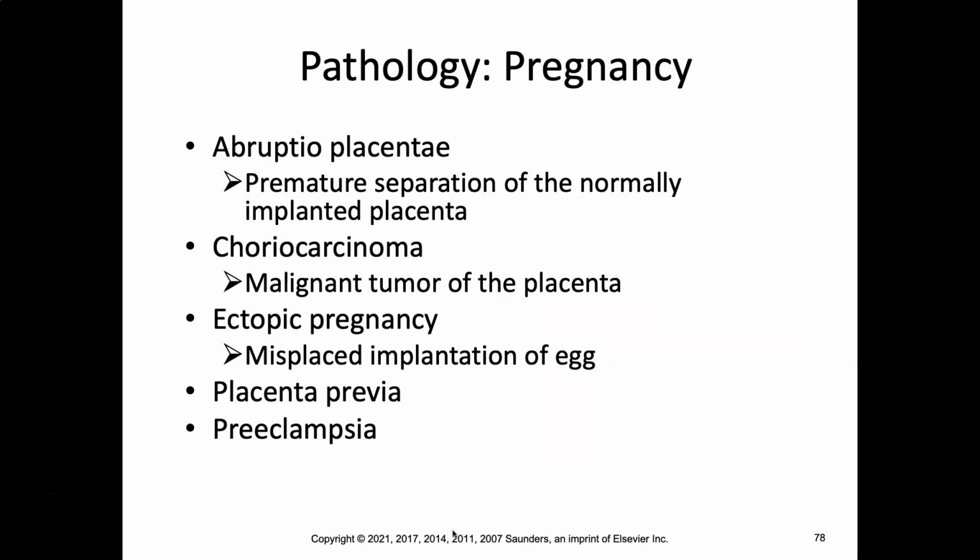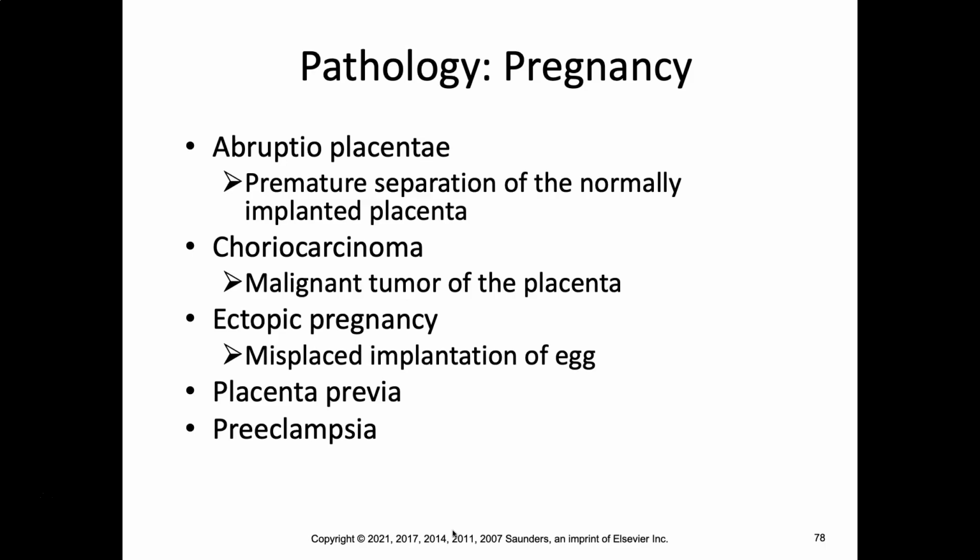So let's talk about pathology during pregnancy. You can have a premature separation of the placenta called an abruptio placentae. Choriocarcinoma, where the placenta begins to have a malignant tumor. You can have an ectopic pregnancy, which is misplaced implantation of the egg. We talked a little bit about placenta previa before.